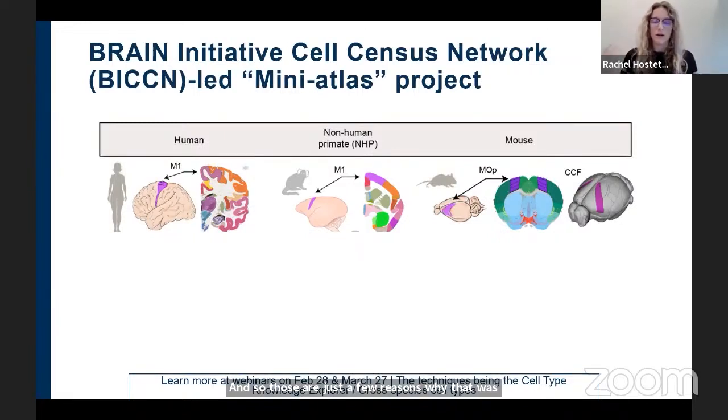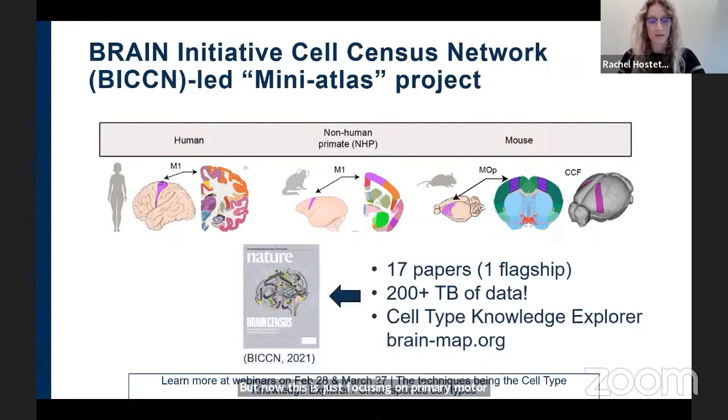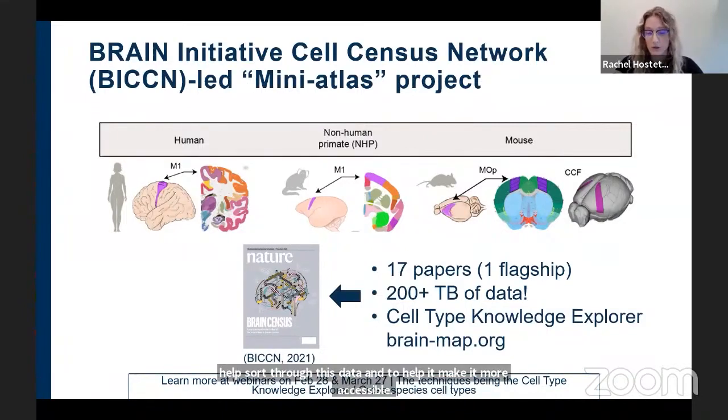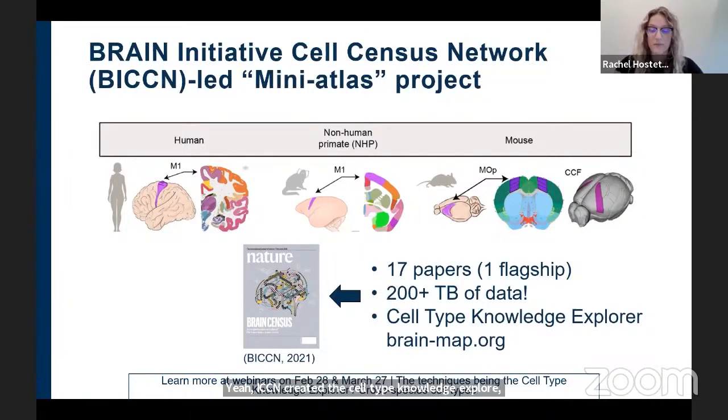As some of you may know, just last year in 2023, BICCN, or now BICAN, the Brain Initiative Cell Atlas Network, created a whole mouse taxonomy. But now this is just focusing on primary motor cortex. The result of this project resulted in 17 publications, including 1 flagship publication that summarized all of this work. Over 200 terabytes of data were generated. To help sort through this data and make it more accessible, BICCN created the Cell Type Knowledge Explorer, which is an online interactive open resource to access the data. You can find that at brainmap.org. We'll be talking more about the Cell Type Knowledge Explorer specifically in our next webinars on February 28th and March 27th.